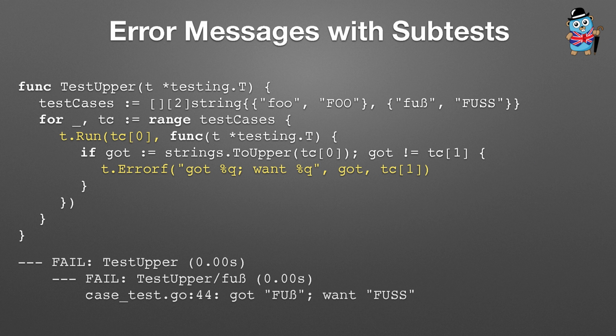With subtests, we're already passing a string that identifies the subtest in run. So really, there's no need anymore in your error messages to identify the subtest, right? So I could simply write got and want, and that's enough. If you look at the output, you see the output is now hierarchical. You have a test upper, you have the specific case, which is identified in the name, and then I can just say got this, want that. Here the benefit is less, but if you have a larger test, it can be quite a substantial saving.